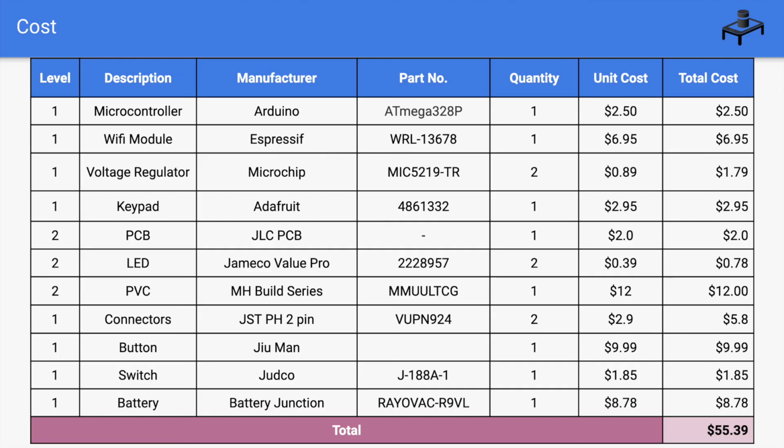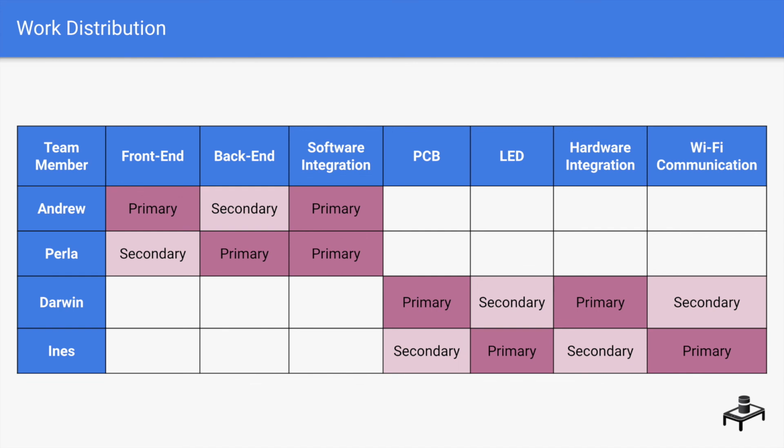Now we're going to look into the administrative side of the project. The total cost can be displayed here, along with all of the components used to create one Study Spot Finder device. As you can see, the total was less than our budget of $100. For the distribution of work within our project, we assigned primary and secondary tasks to each member. In the following table, we can see each member's primary and secondary tasks.